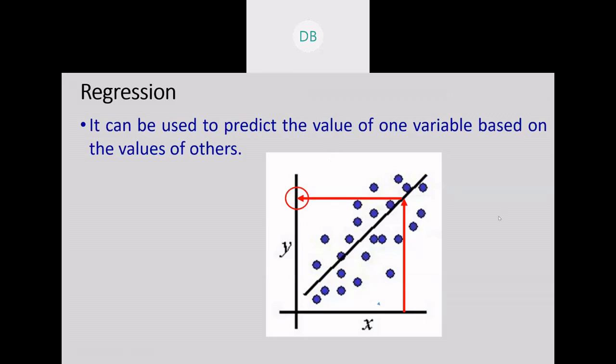Coming to the application of regression, using the regression line, one can predict the value of one variable based on the values of the other. As told earlier, you have constructed a regression line, and for a particular value of x, you can predict the value of y. This is the application of regression.